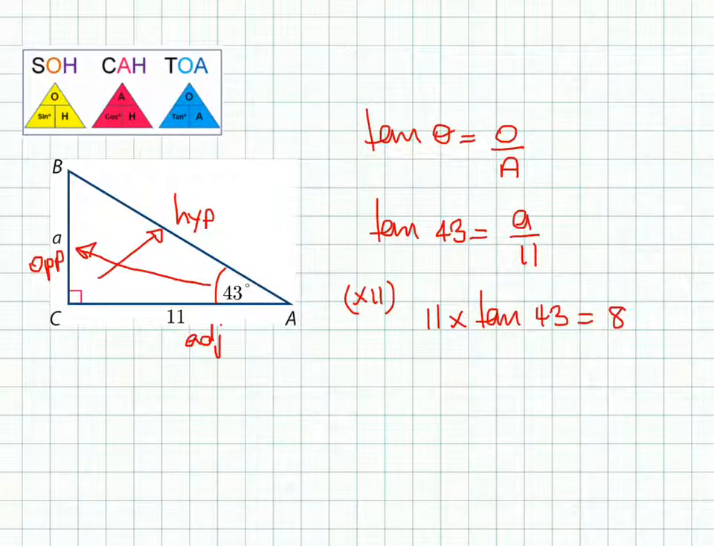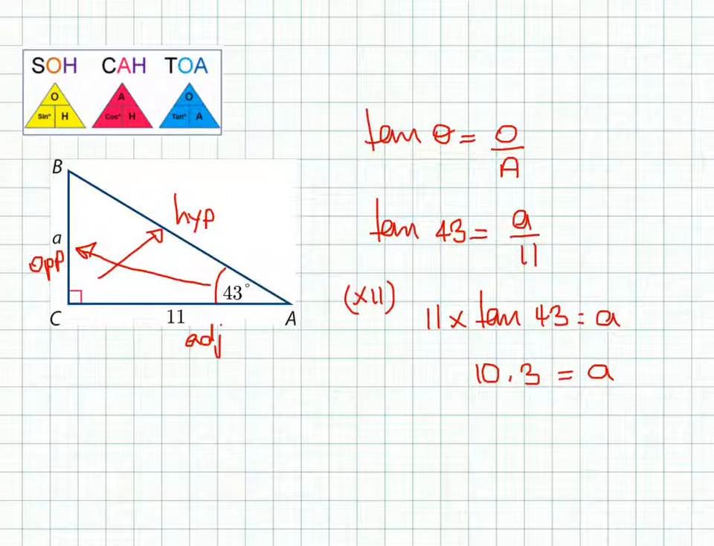And now this is pretty easy to work out, because all I need to do is punch this into my calculator. Make sure your calculator is in degrees mode, otherwise you'll get the wrong answer. Punch this into my calculator, and that's going to give me the answer I'm looking for. Alright, so here we go. Right, quick bit of calculations there, and that gives me 10.3 to 1 decimal place is equal to A.